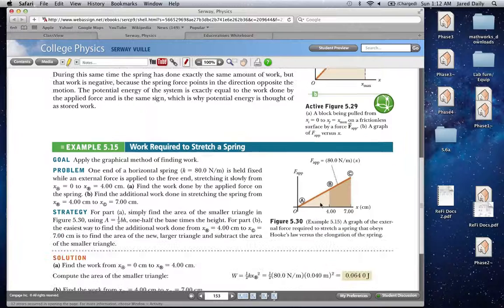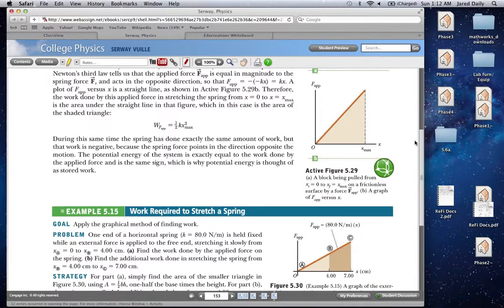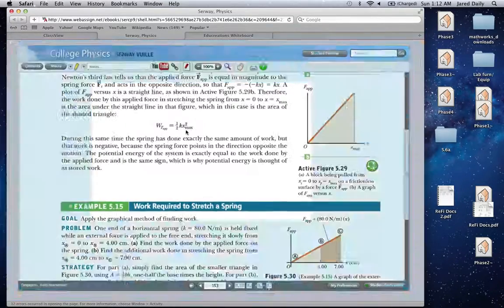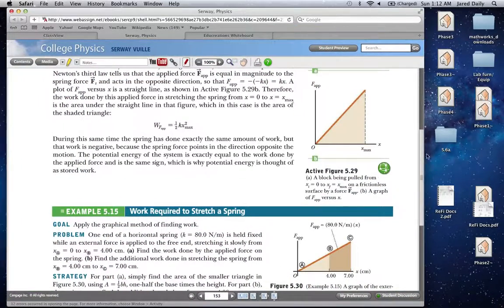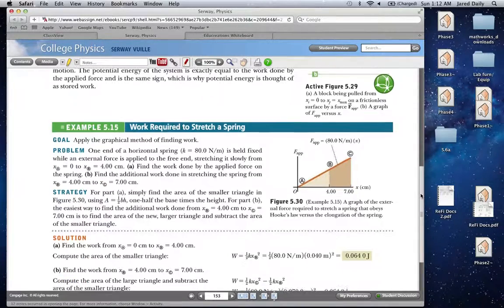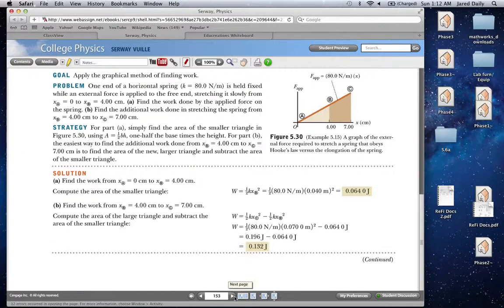You have a force that increases as the stretch length increases, and you get the area under the curve, which is that triangle, and that's why you get the 1/2 in the equation for the applied force of a spring. Right? And they do the example for the work required to stretch a spring, which of course we've done before. That's no big deal.